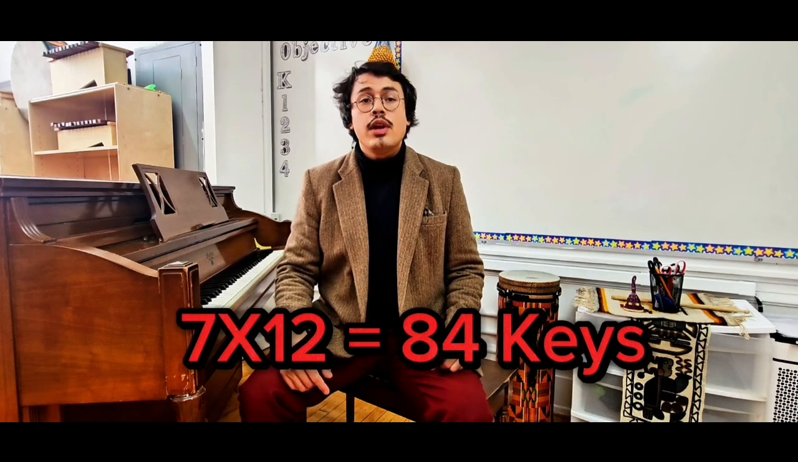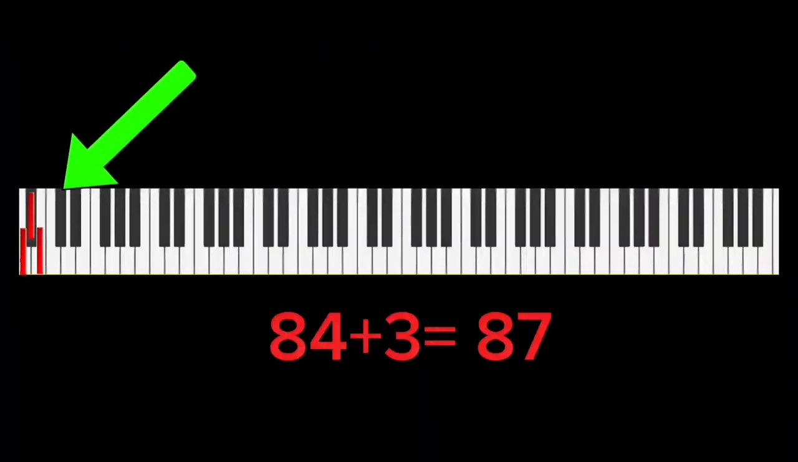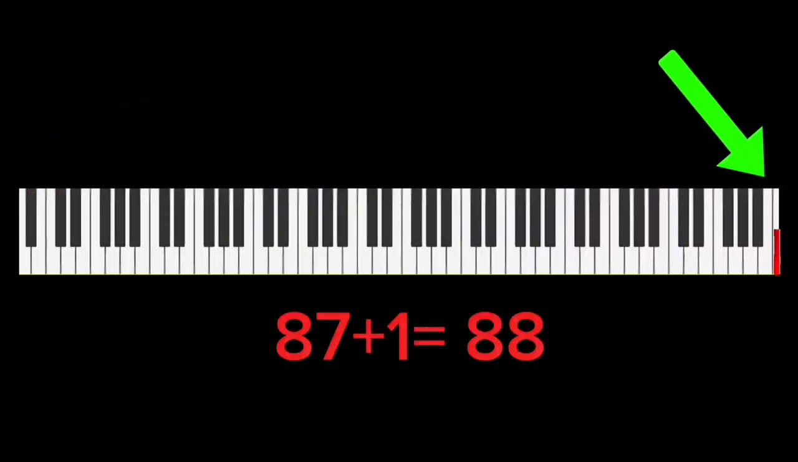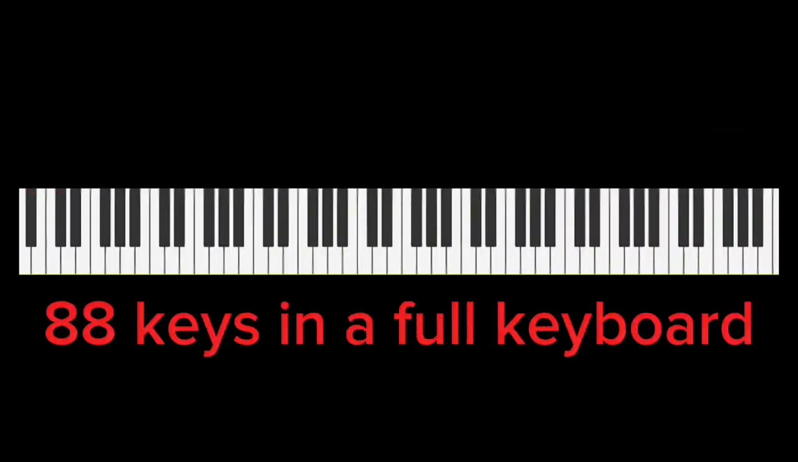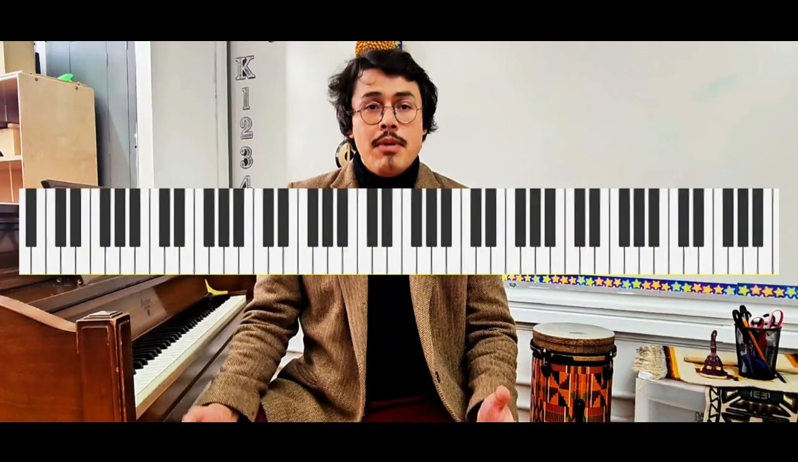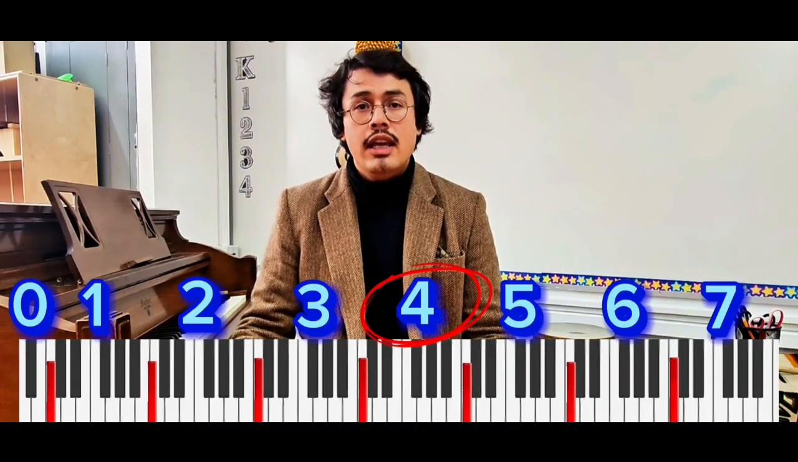There are 7 full sets of this pattern in a full keyboard. 7 times 12 equals 84, plus the 3 keys at the bottom, and the 1 at the very top, which gives us 88 keys total on a full keyboard. The middle pitch is the 4th pattern, in the middle.